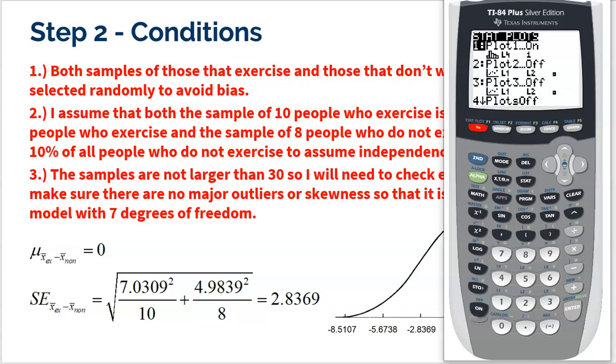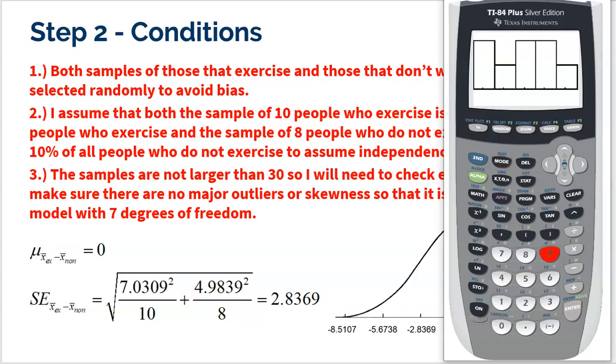And then now let me check out my non-exercise group, and for me that was list 5 is where I entered them in, so second number 5. And then quit out of there and do a zoom stat, zoom 9. And again, no major skewness, no major outliers. It's only 8 people, but I don't really see anything that concerns me. I always tell kids, if I want you to see major outliers and major skewness, trust me, you will see it, okay?